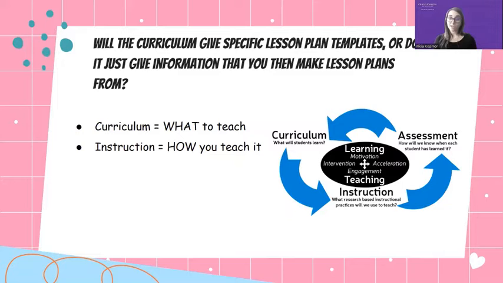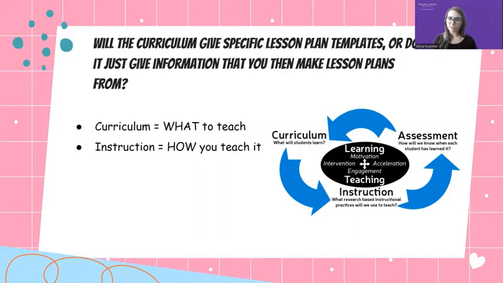The instruction is all you as the teacher. It's how you teach it. And that's really up to your style. What's your teaching style? Or how do you feel like your students learn best? That's going to look different for every single teacher. So the curriculum will tell you what to teach. Your instruction is how you teach it, and that's what you put in the lesson plan, how you are teaching it. So no, a curriculum will not give you your lesson plan templates.